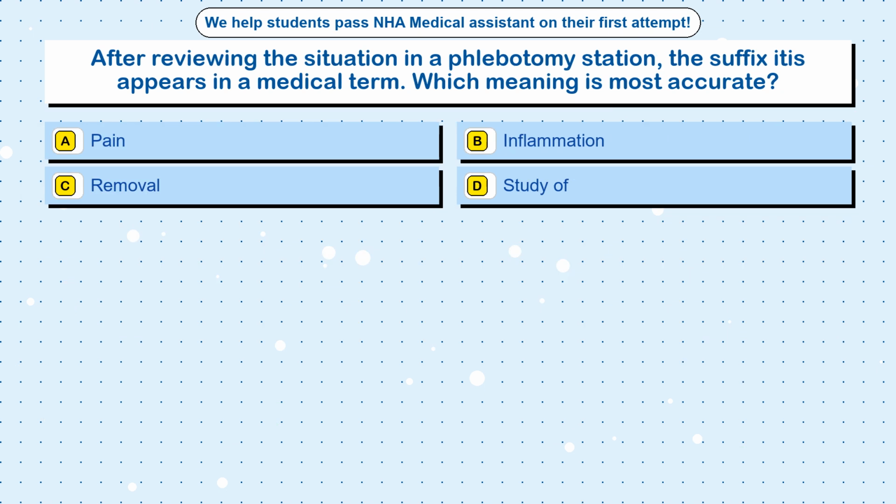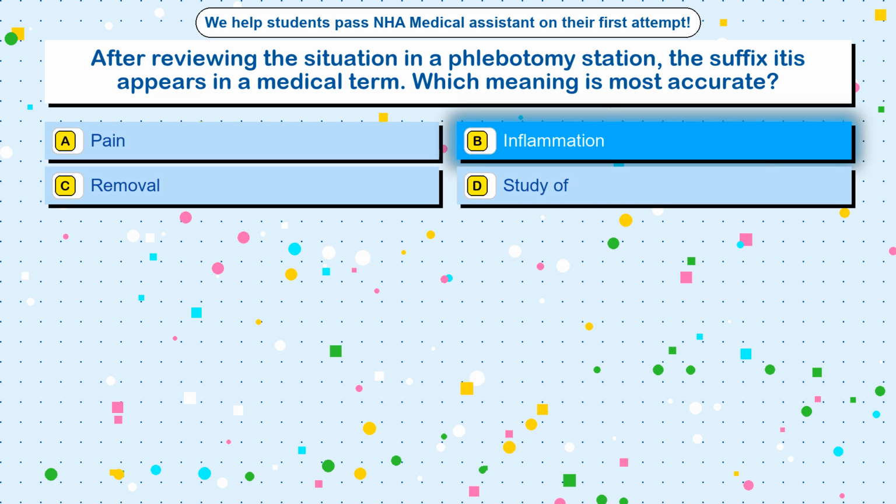Question 28. After reviewing the situation in a phlebotomy station, the suffix itis appears in a medical term. Which meaning is most accurate? Option A. Pain. Option B. Inflammation. Option C. Removal. Option D. Study of. The correct answer is option B.